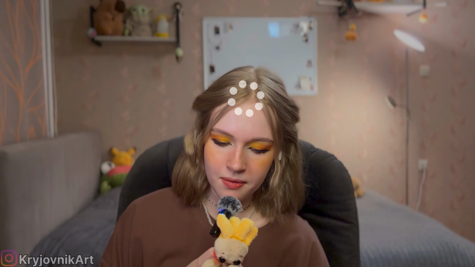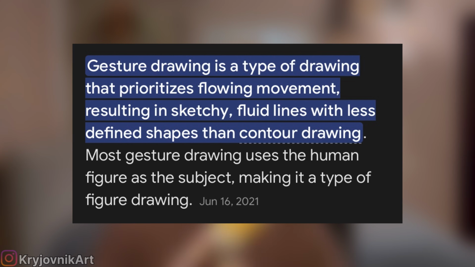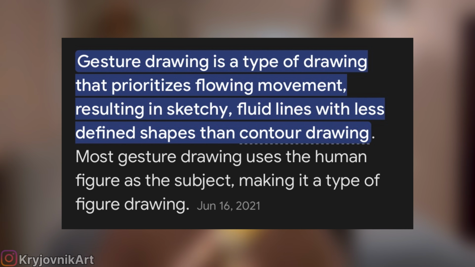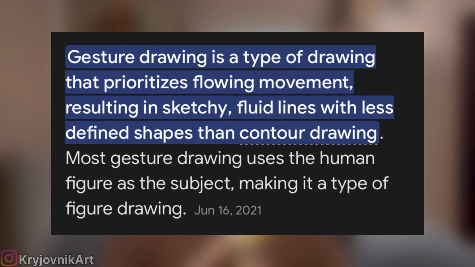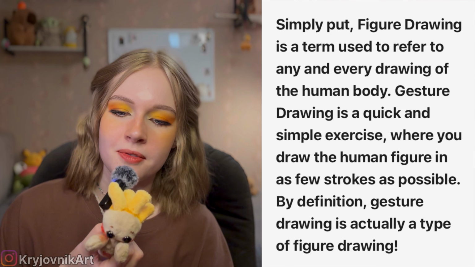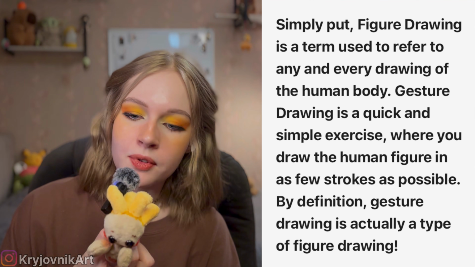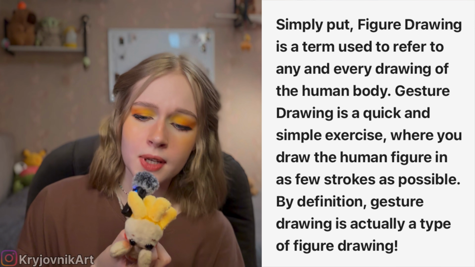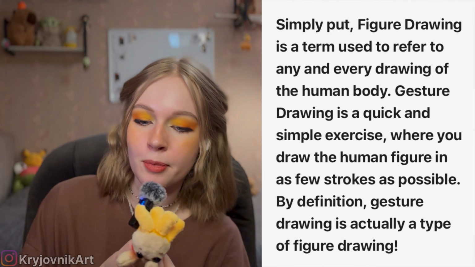Now, what's the difference between gesture drawing and figure drawing? Gesture drawing is a type of drawing that prioritizes flowing movement, resulting in sketchy, fluid lines with less defined shapes and contour drawing. Most gesture drawings use the human figure as the subject, making it a type of figure drawing. Interesting. Okay, here's a better definition. Simply put, figure drawing is a term used to refer to any and every drawing of the human body. Gesture drawing is a quick and simple exercise where you draw the human figure in as few strokes as possible. By definition, gesture drawing is actually a type of figure drawing.